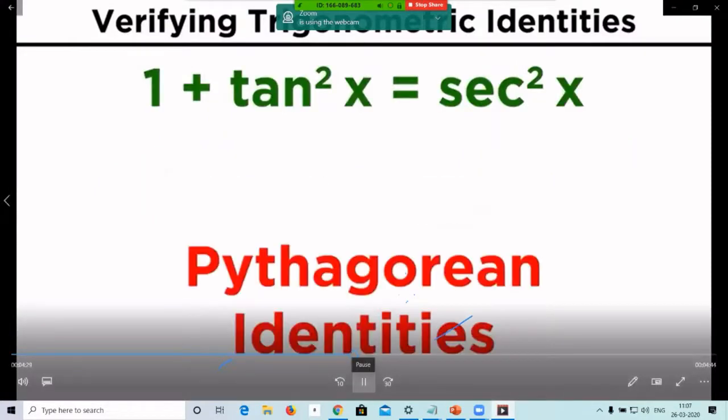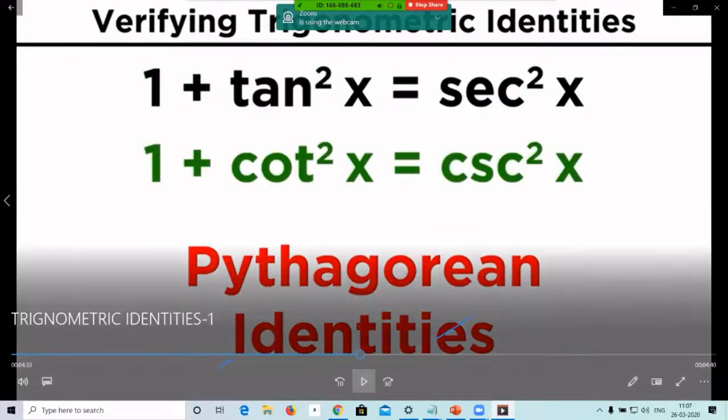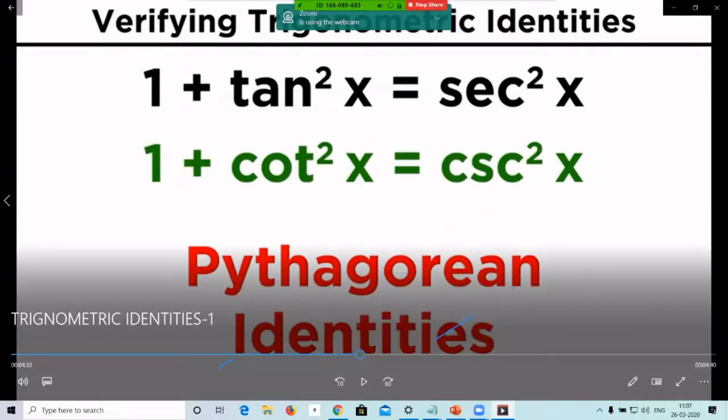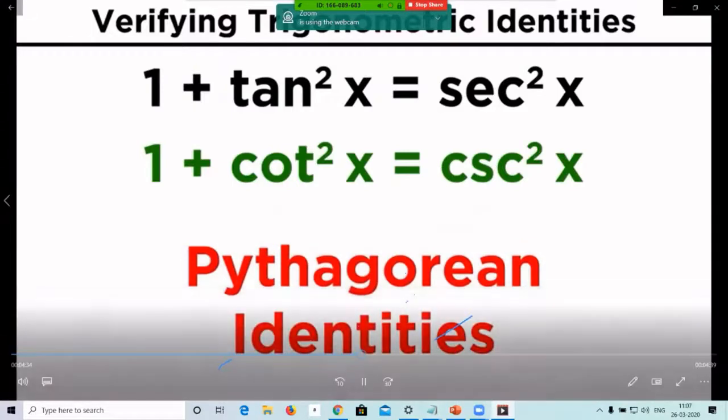This relationship is actually a basic identity we can use for other problems. Among the 3 identities that I stated at the beginning, this was one of them. Then 1 plus cot squared x is equal to cosecant squared x is the other identity, along with 1 plus cotangent squared equals cosecant squared.